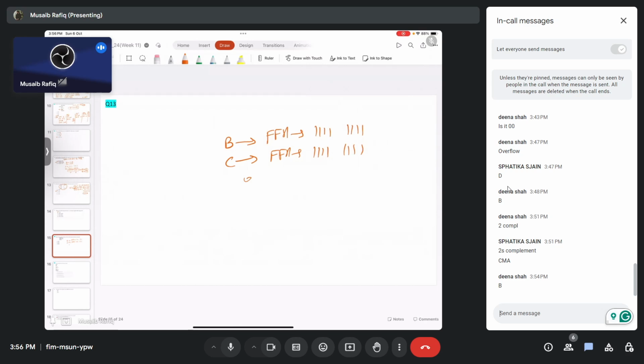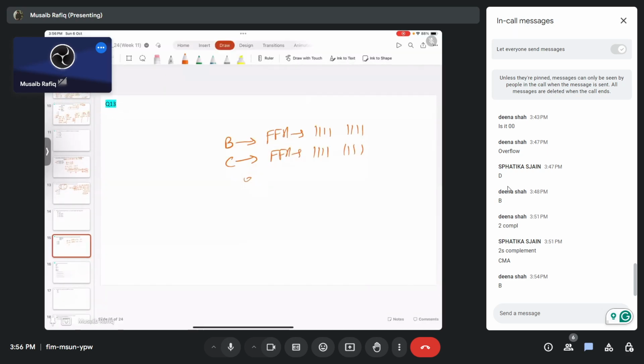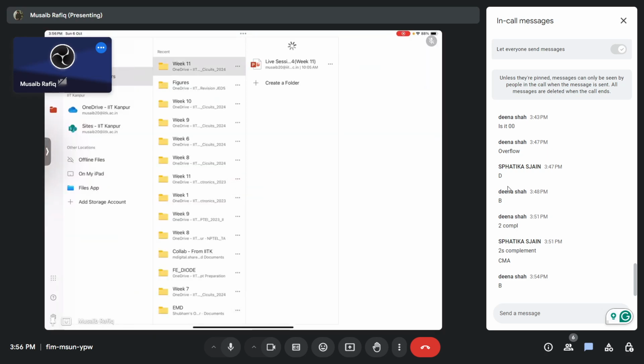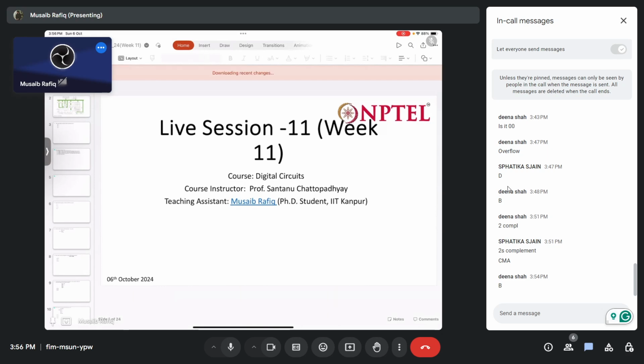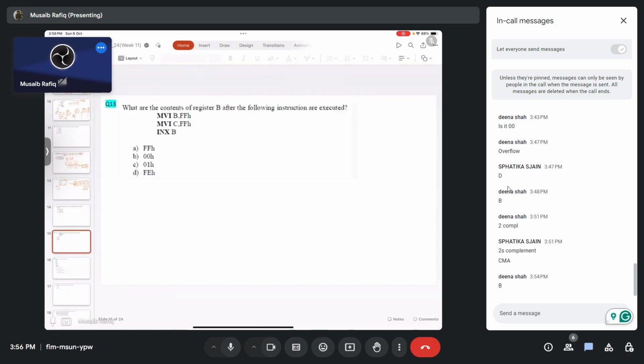Just a second, I think there is some issue with the presentation. Yeah, we were here. So B gets FFH, so it's 1 1 1 1 1 1 1 1. C gets FFH, that is 1 1 1 1 1 1 1 1.